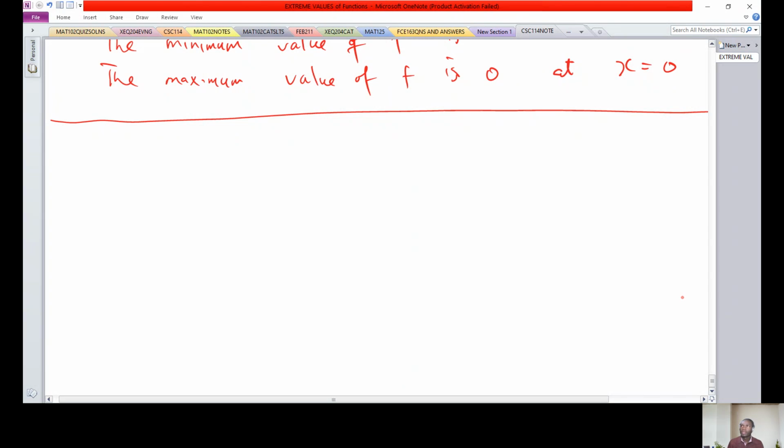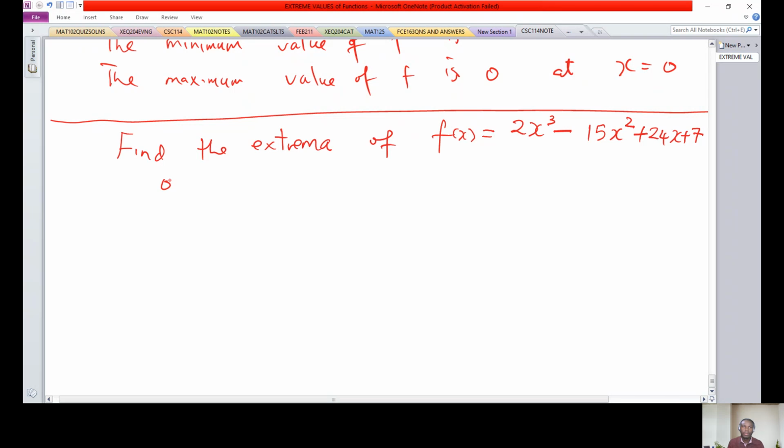More examples on extreme values. So find the extrema of the function f of x given by 2x cubed minus 15x squared plus 24x plus 7 on this interval 0 to 6.